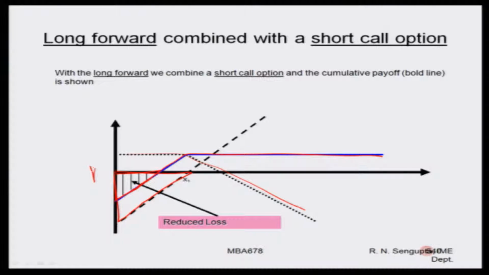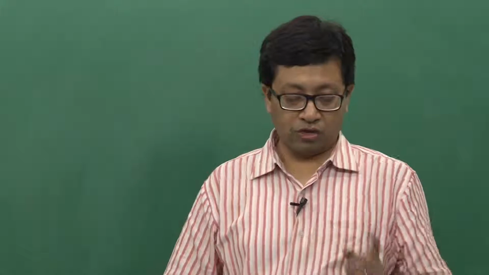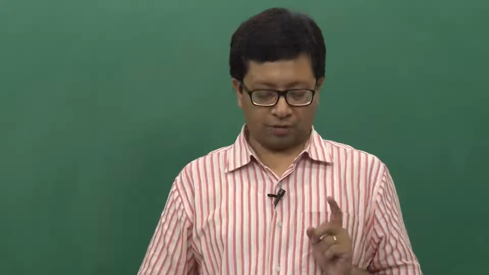So, initially it was A, B, C, now it is A, B1, C1. And you can understand the overall area of A, B, C is much more than A, B1, C1, hence you can definitely say that the loss has been reduced. So, now it gives you a good pictorial way of how the overall loss has been reduced using a long forward and a short call option.